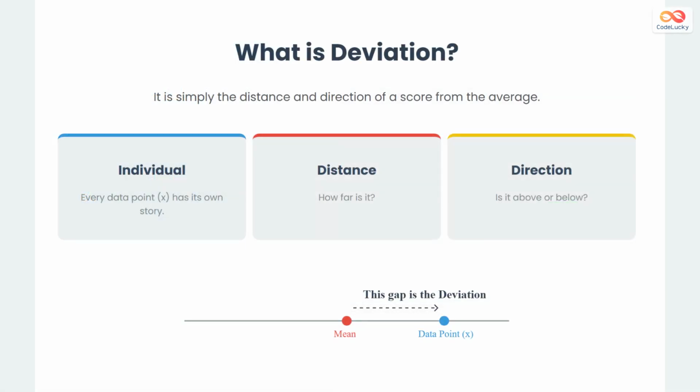So, what is deviation? It is simply the story of an individual data point. It tells us two things: how far a specific number is from the average and in which direction. Is it higher or is it lower?